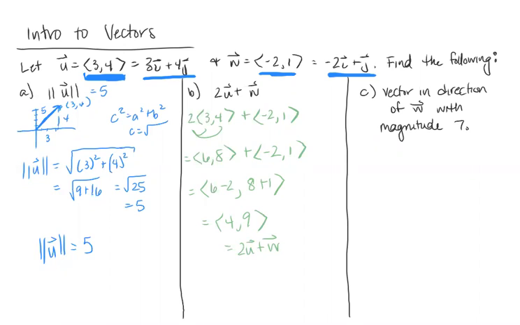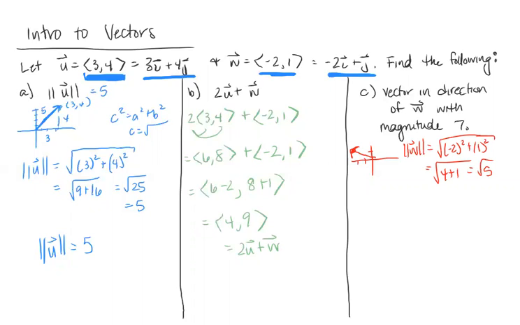All right, and last up, we're going to find a vector in the direction of w with magnitude 7. So w is negative 2, 1, that would be this way. Here's your vector w. Well, I don't know what the magnitude of w is, so let's figure out what it is. The magnitude of w, remember this is the Pythagorean theorem, so we have negative 2 squared and 1 squared. That would be 4 and 1, so the square root of 5. That's the current magnitude, but I want the magnitude to be 7.